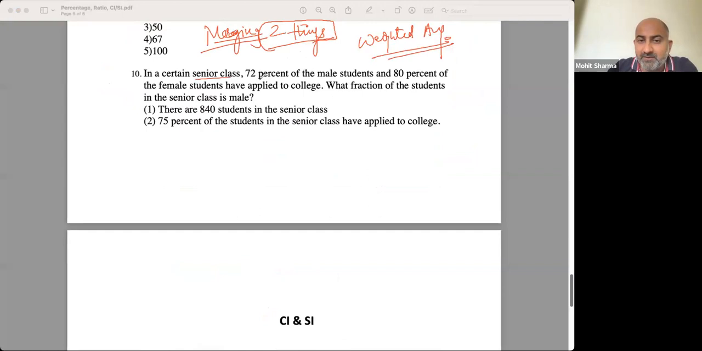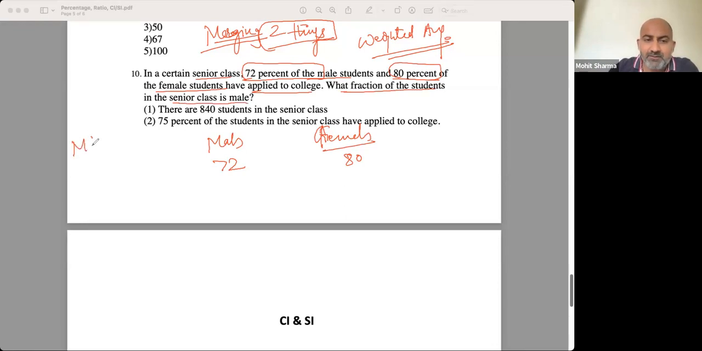In a certain senior class, 72% of the male students and 80% of the female students have applied to college. Remember, for males the average score was 40 and 60 in the example that we took. Here we have percentages, 72% of males and 80% of females. What fraction of the students in the senior class are male? Male to female ratio, that's what we need to calculate.